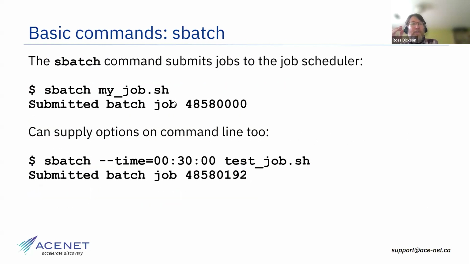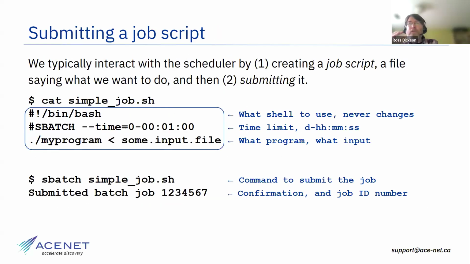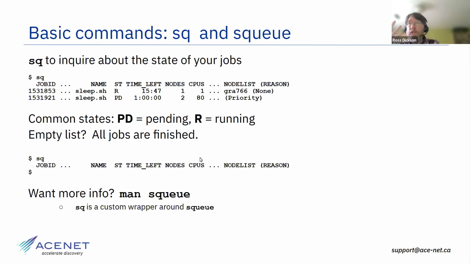So let's just review where we are so far. You make up a job script. You say, I want to run this program, take the input from here. You run sbatch, and Slurm gives you back a job ID number. You can check on it using SQ.